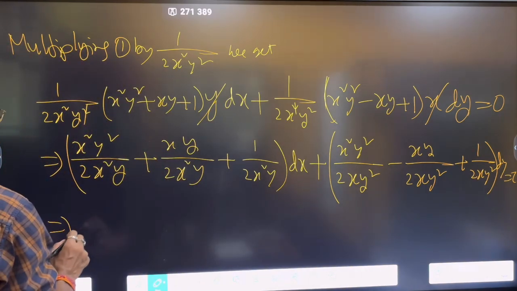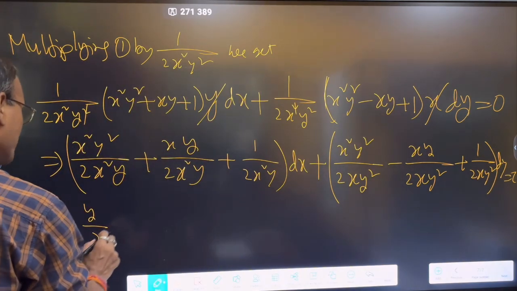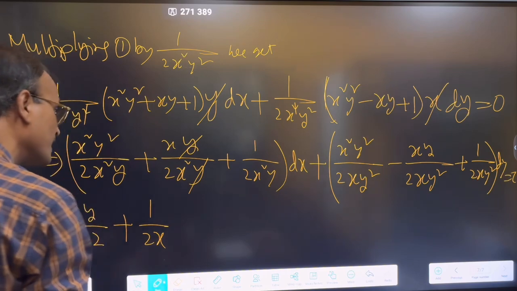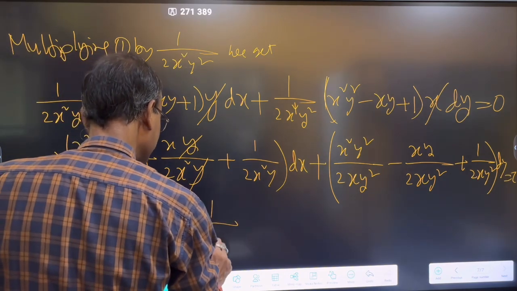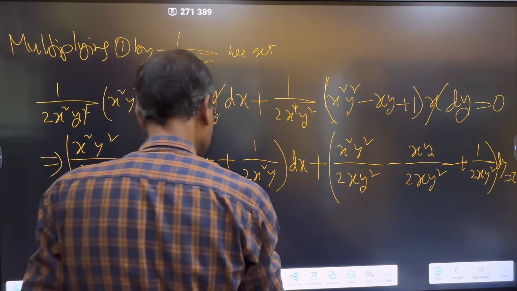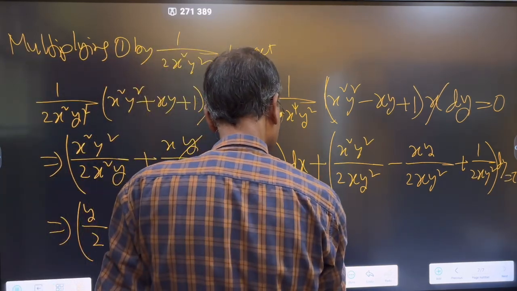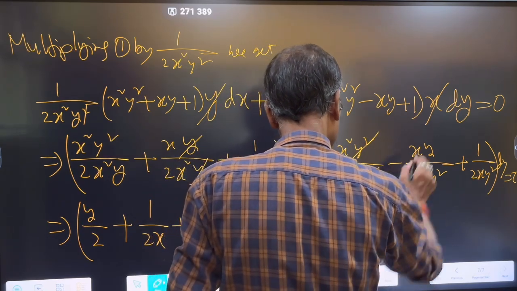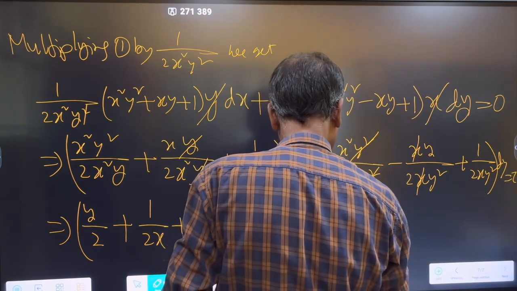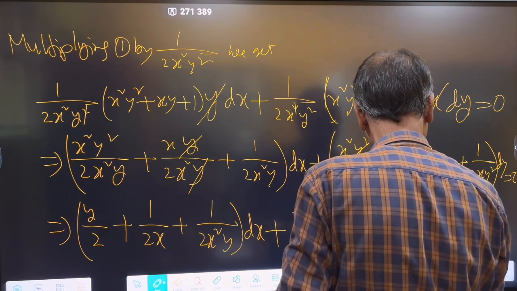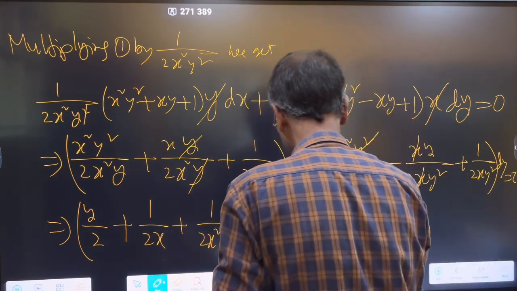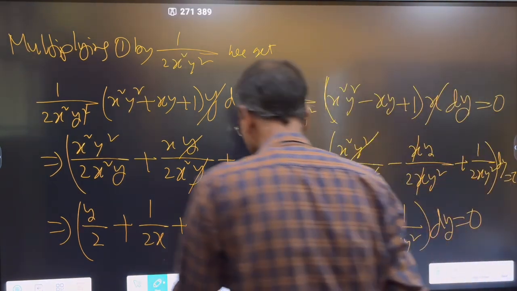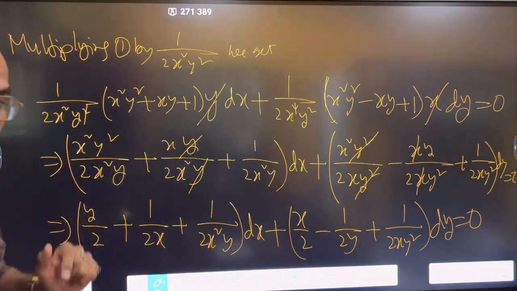Or y by 2 plus 1 by twice x plus 1 by twice x square y, dx, plus x by 2 minus 1 by twice y plus 1 by twice x y square, dy equal to 0. This is equation number 2.